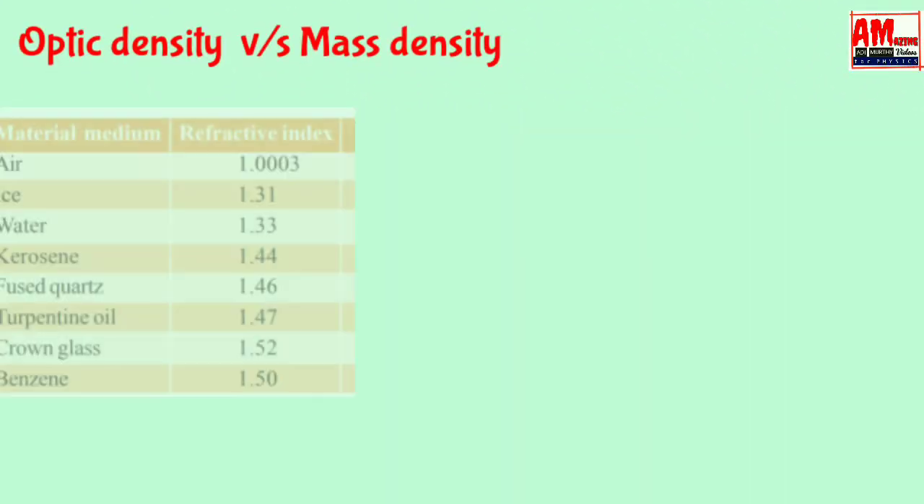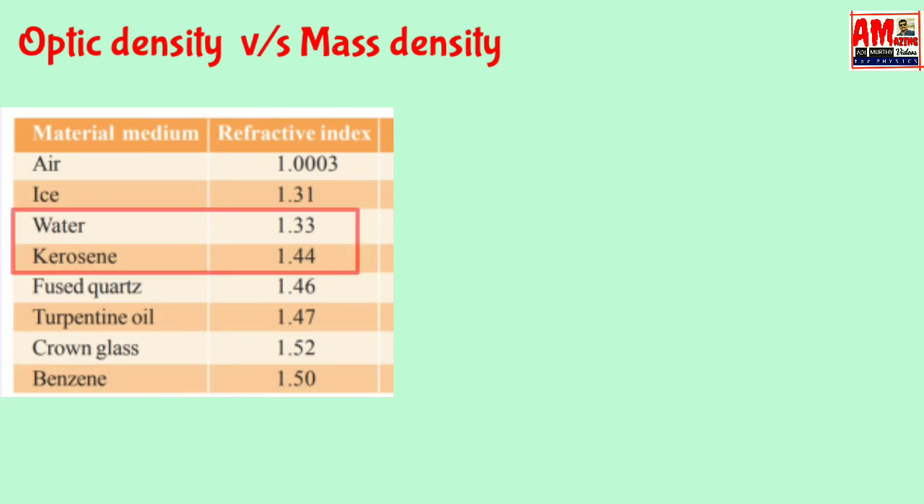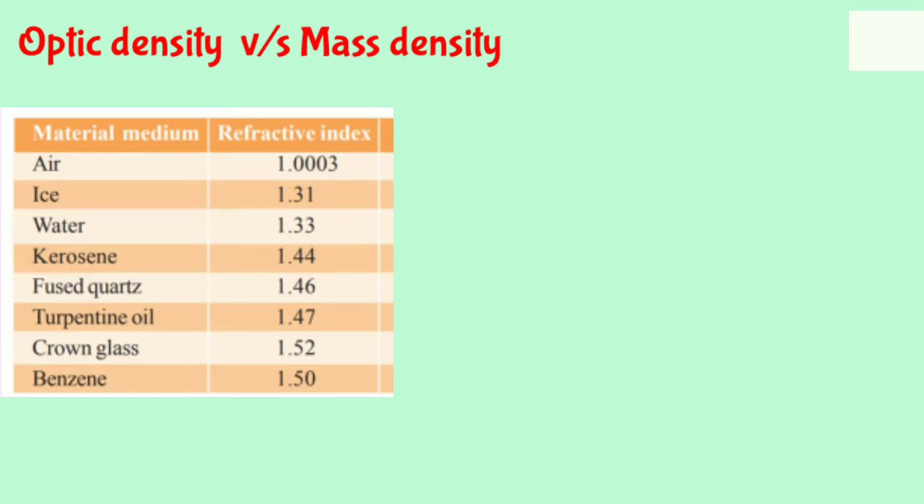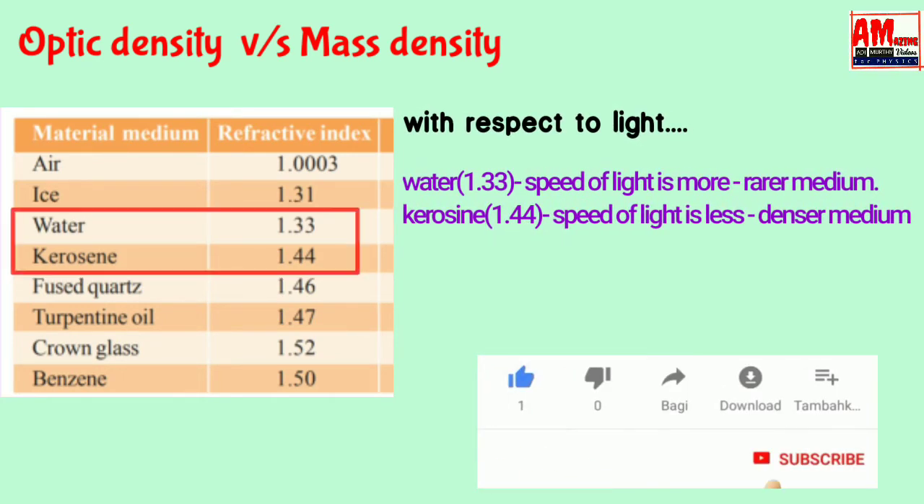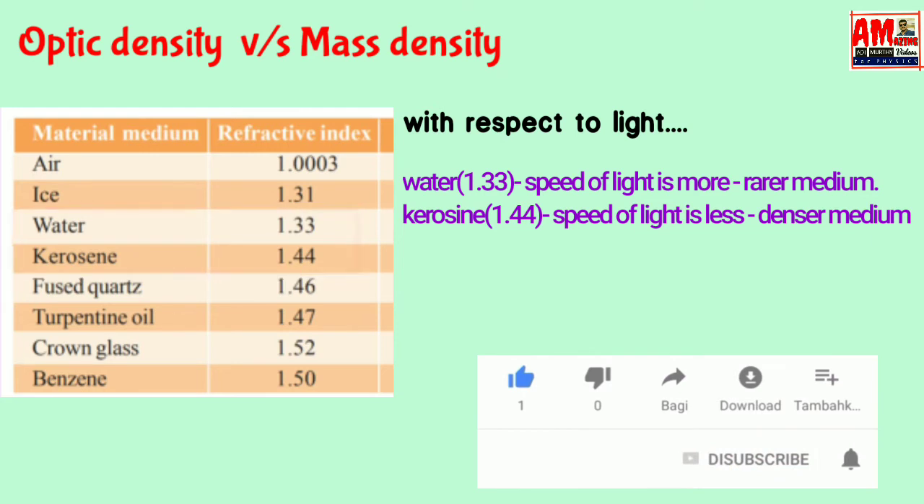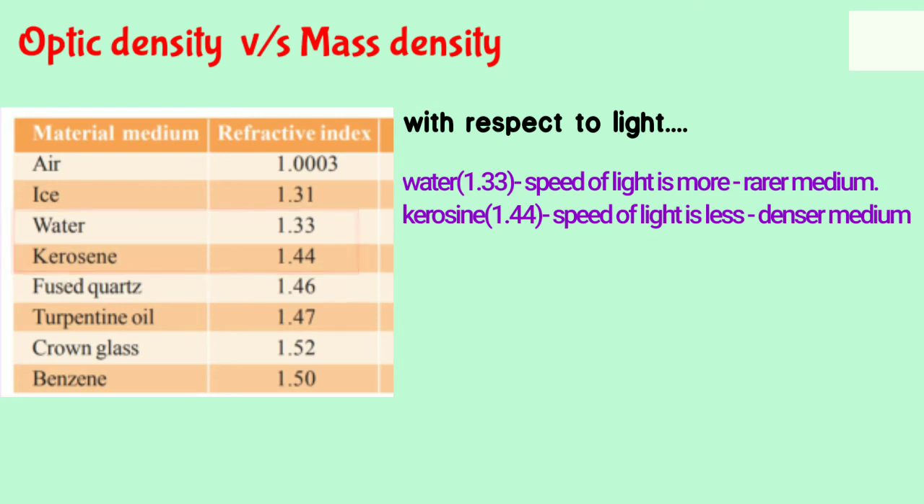Optic density versus mass density. Observe the refractive index of water and kerosene. Water is 1.33 and kerosene 1.44. Remember that refractive index is inversely proportional to speed of light. So the refractive index of water is 1.33, so its speed is more compared to the kerosene. Means it is a rarer medium.